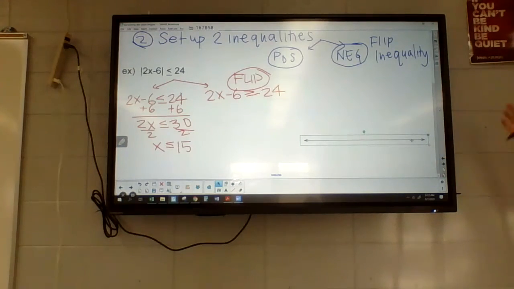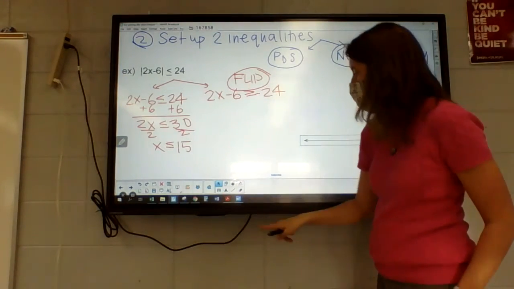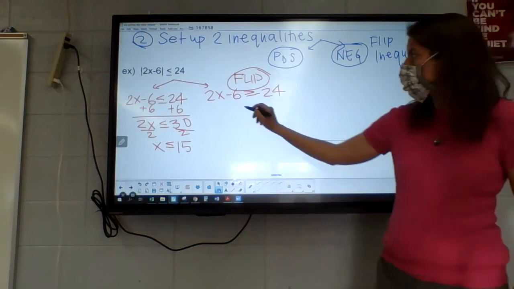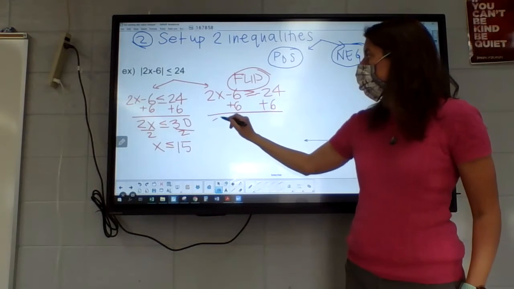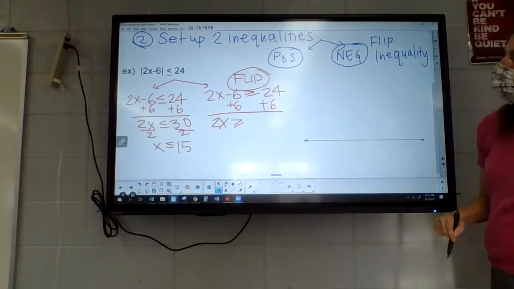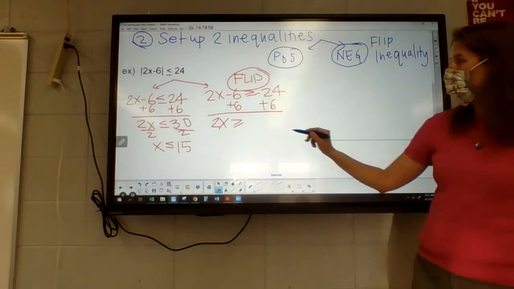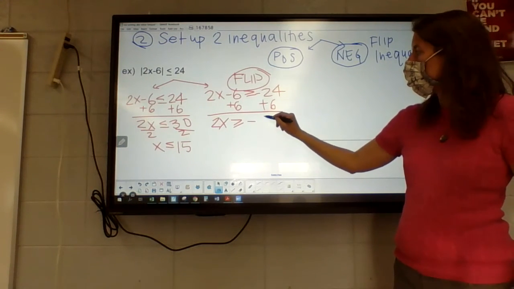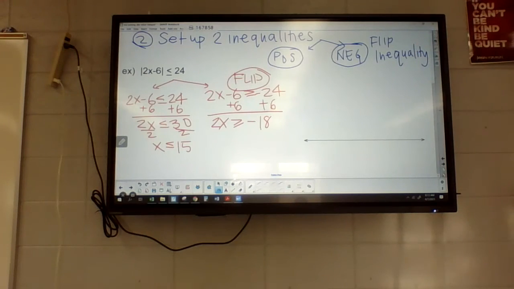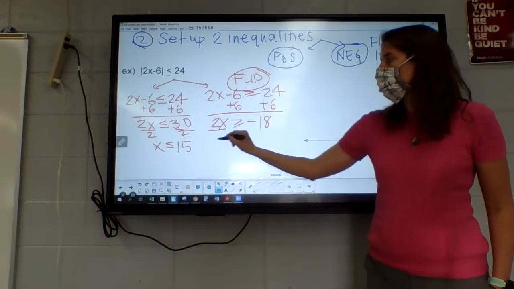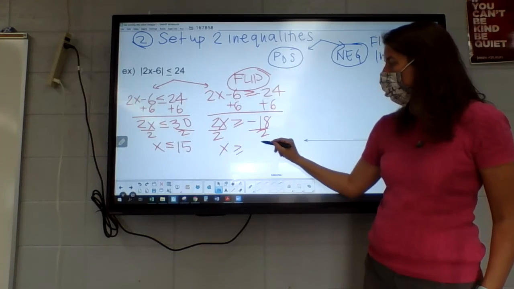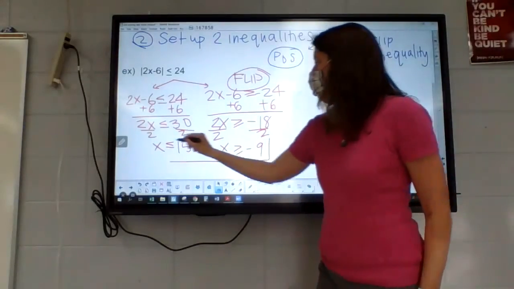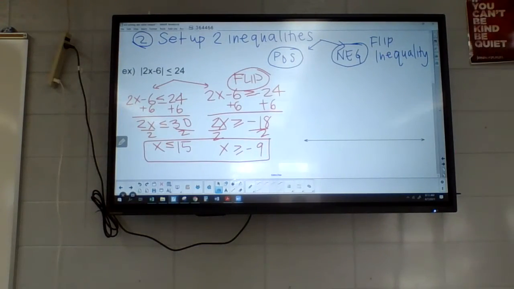All right, so then we're going to solve the other one. Negative 24 and 6 is going to be a negative 18. Divide by 2. I'm dividing by a positive, so I don't have to flip the inequality again. So I get this answer here, and these are the two parts of my answer.